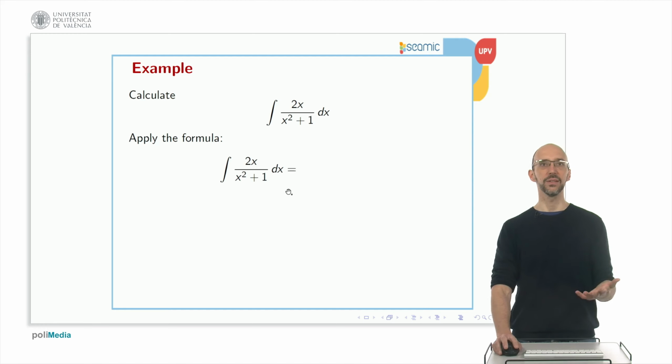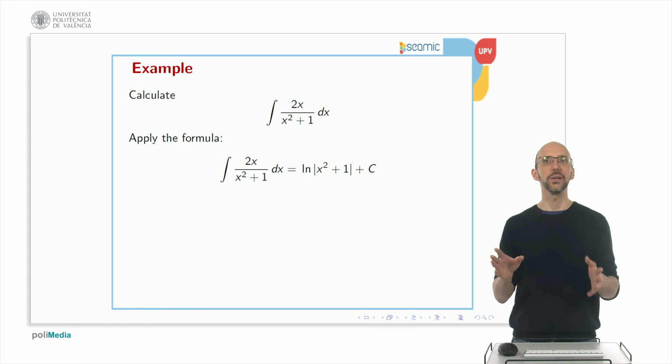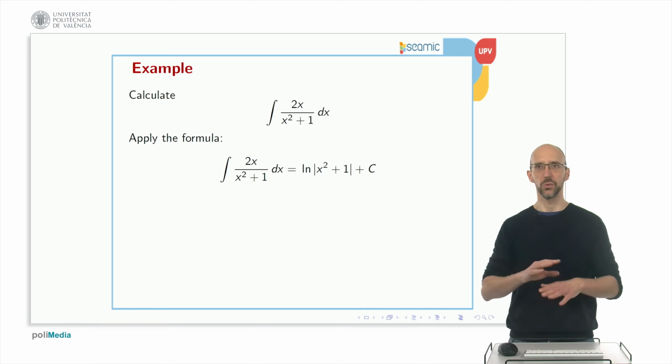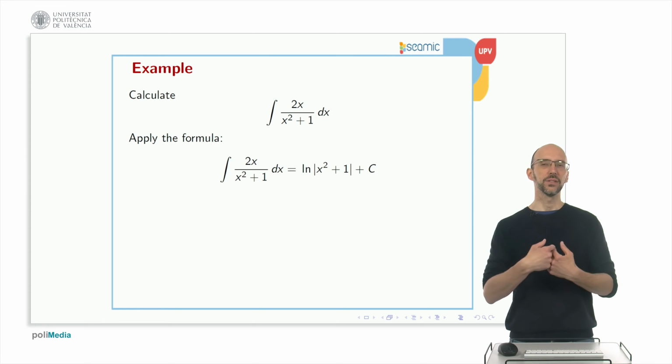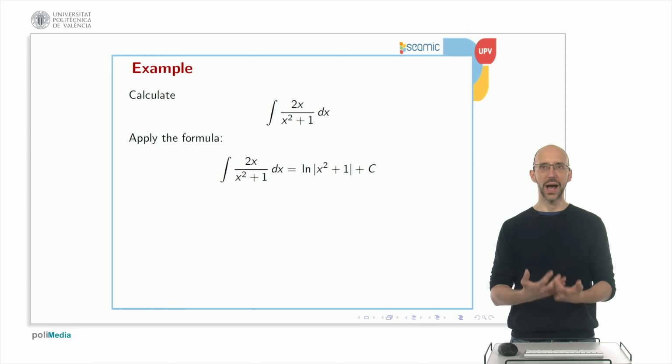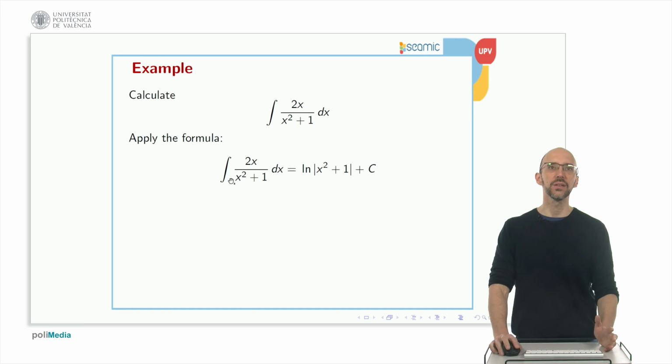So the formula tells me that this is the natural logarithm of the denominator in absolute value. Sorry, in this case, the absolute value is not needed because x squared plus 1 is always positive. But I just kept the absolute value just for you to get used to adding this absolute value at the end. Okay, so piece of cake. The only thing you need to check is if the derivative of the denominator is in the numerator.